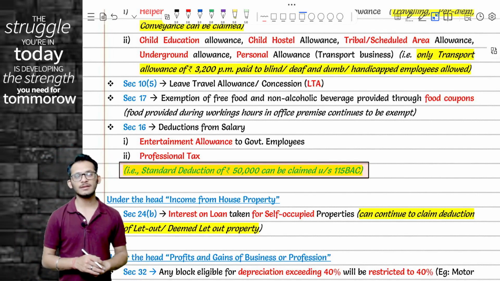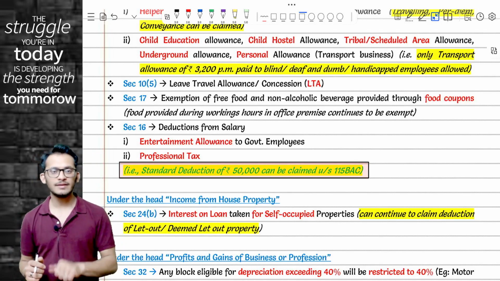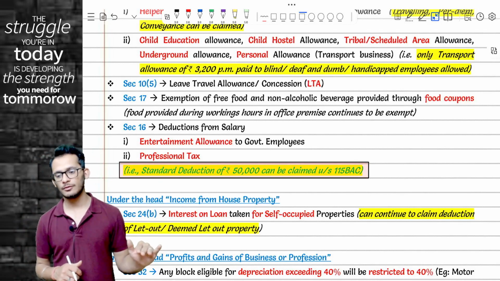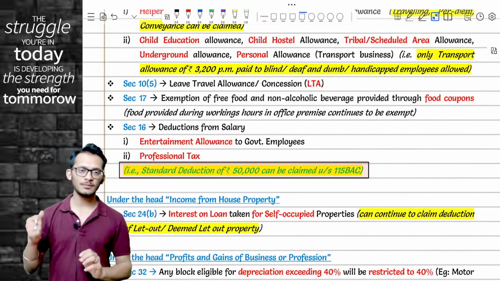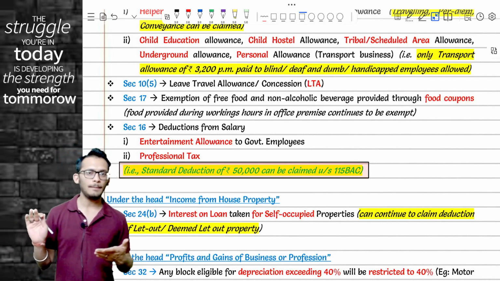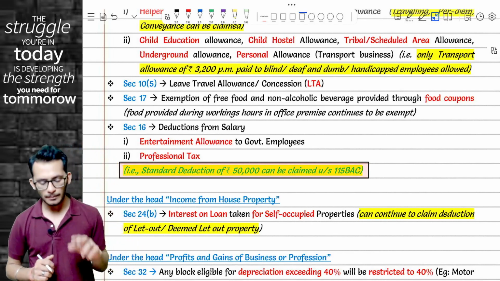The biggest critical amendment in this regime. In this exam, if you get any salary related question, please ensure to deduct 50,000 rupees, whether you go for default regime or you go for alternate regime. It does not matter. Amendment number one. Amendment number two.